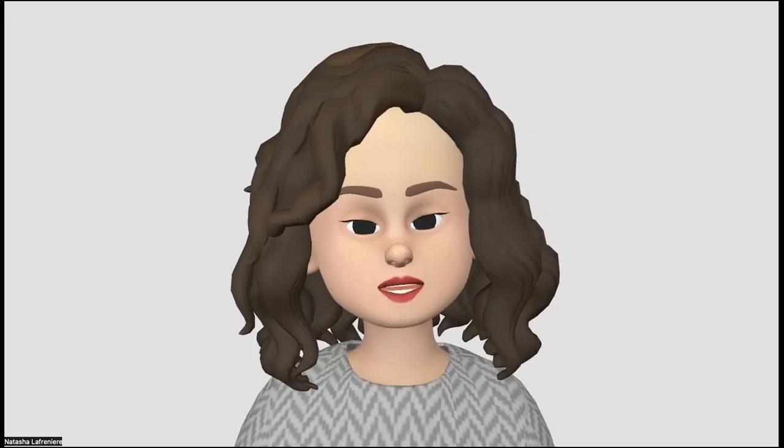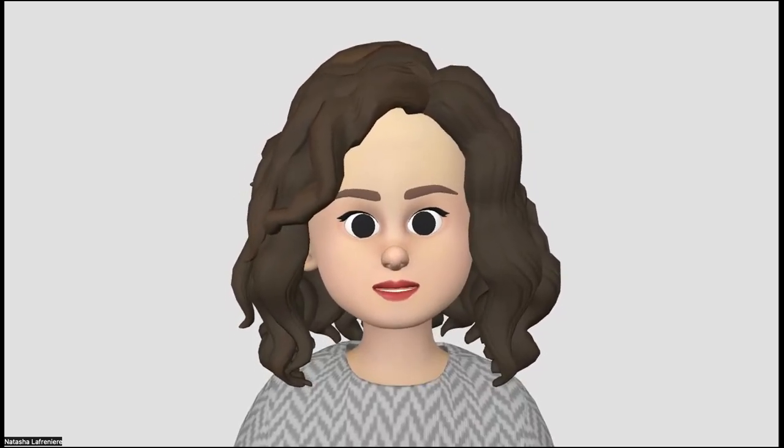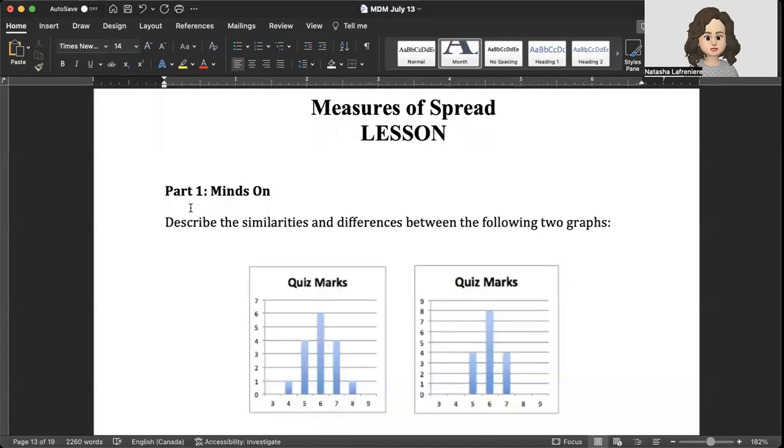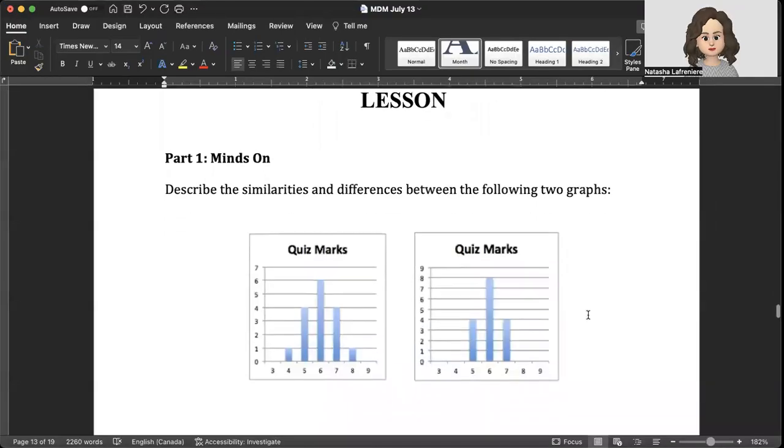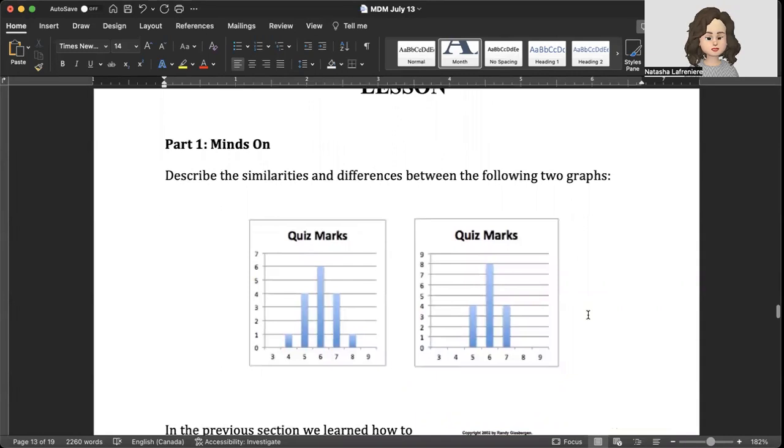Okay, so we are here for our last lesson today, and we are looking at measures of spread. If we look at these, it's asking to describe the similarities and differences between the following two graphs. Okay, so the two graphs, they both have 16 elements.